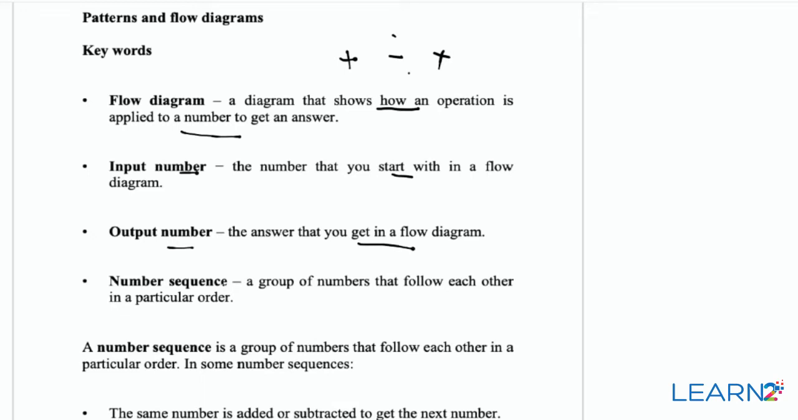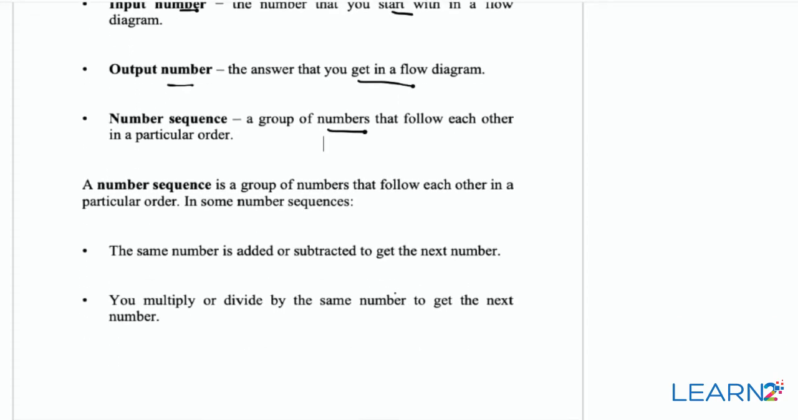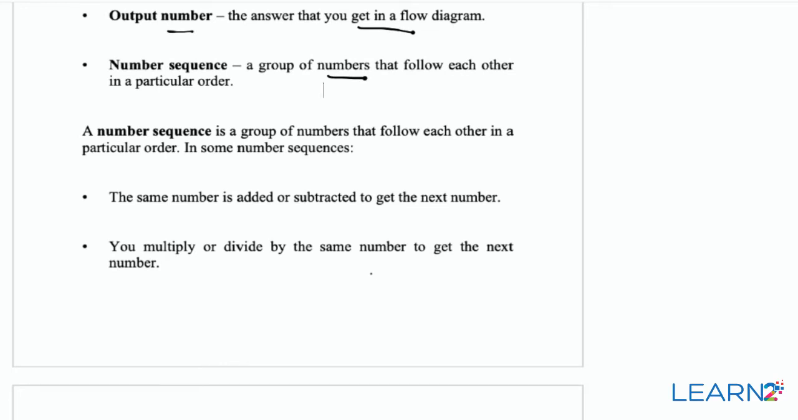What do we mean by a number sequence? This is a group of numbers that follow each other in a particular order. It has a certain pattern. A number sequence is a group of numbers that follow each other in a particular order. In some number sequences, the same number is either added or subtracted to get the next number.